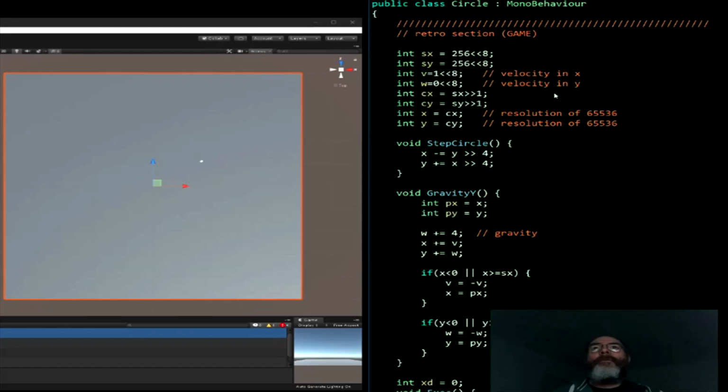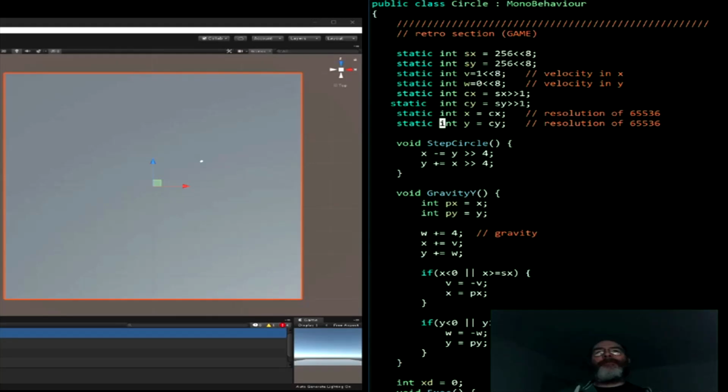So what's wrong with this? Cannot reference non-static field. Oh, the C# doesn't like this. This is where it gets really annoying. It will not allow me to initialize a variable dependent on another variable unless they are static. I could make them static. I will make them static because that really is going retro.